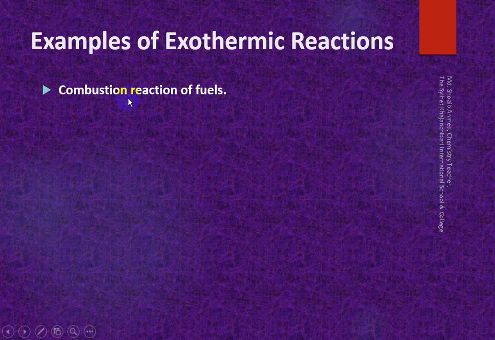Here energy is released to the surroundings. We know this from our kitchen, where natural gas is burning. This is the combustion reaction. Natural gas is methane, and it gets oxygen from the air, producing heat and energy. Burning of fuel is a combustion reaction, so a combustion reaction is an exothermic reaction.